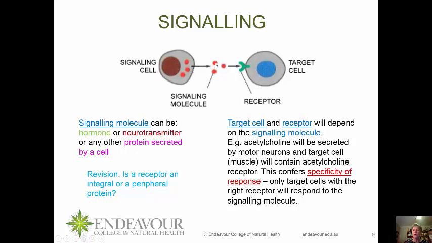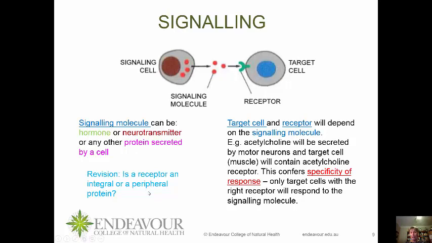And then acetylcholine will be released and it will go and attach to the receptor on a muscle, as long as that muscle contains the acetylcholine receptor. So what it means is there's specificity of response. Only a target cell with the right receptor will respond to the signaling molecule.